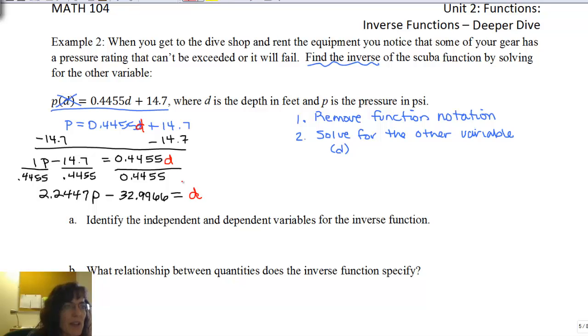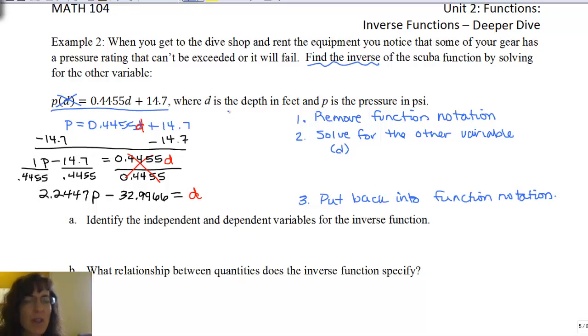I wanted to get that d all by itself because those reduce to 1, and 1 times d is just d. Then my last step is to put it back into function notation. Now, when I started up here, my function was p equals something in terms of d, so it was appropriate to have it listed as p of d.